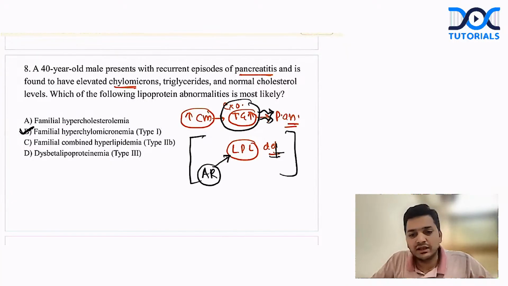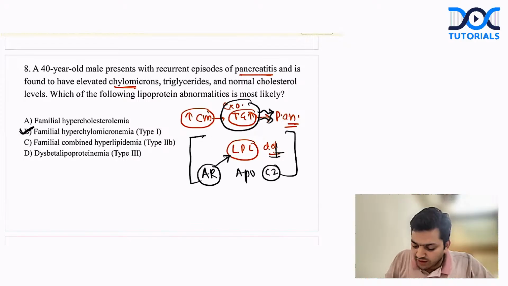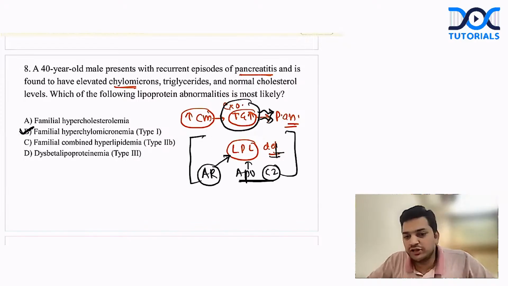can also be seen with deficiency of which protein? It can also be seen with the deficiency of ApoC2, because ApoC2 is the one that actually stimulates the lipoprotein lipase. So if the ApoC2 is also not there, the lipoprotein lipase will not work. So familial hyperchylomicronemia can be seen with deficiency of lipoprotein lipase, or with an ApoC2 defect. And again, we'll have the same picture, right?